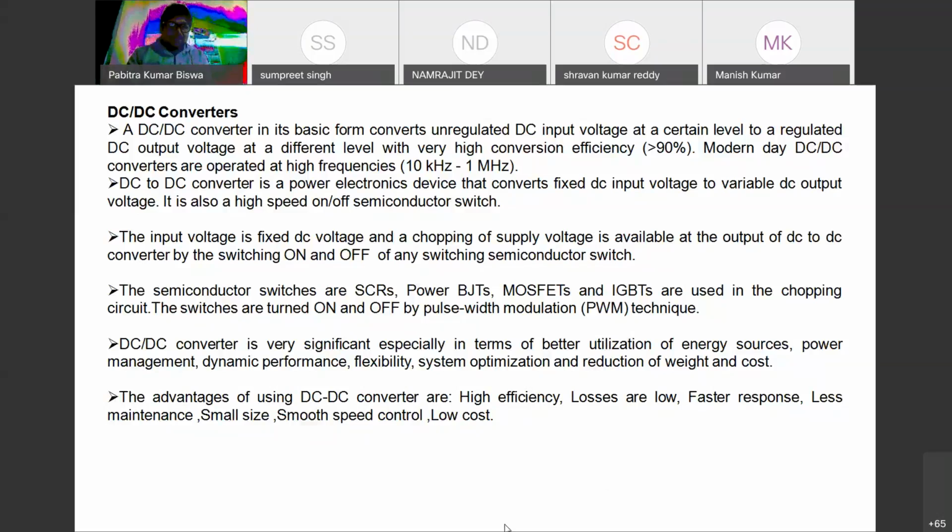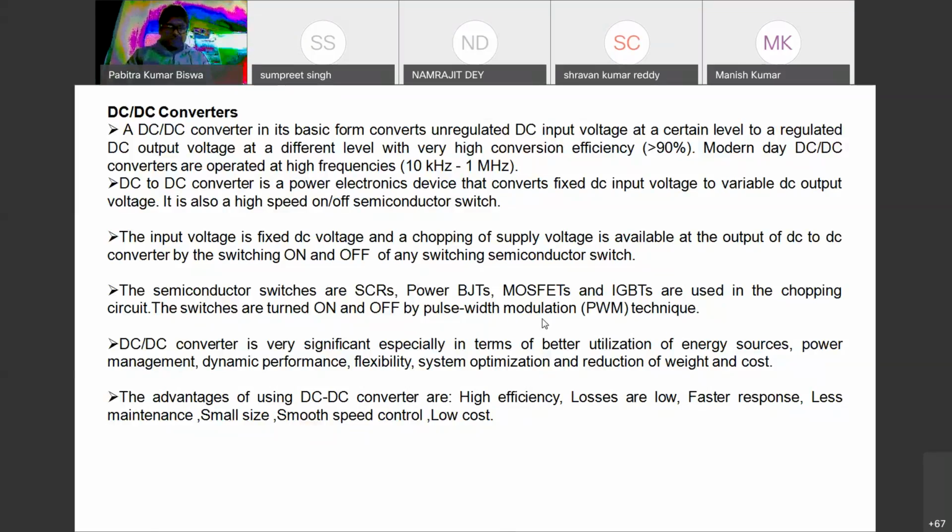The semiconductor switch may be an SCR, a GTO, power BJTs, MOSFET, or IGBT used in the chopper circuit, and the switch is turned on and turned off by pulse width modulation techniques. DC to DC converters are significant, especially for better utilization of energy sources, power management, dynamic flexibility, system optimization, and reduction of weight and cost.